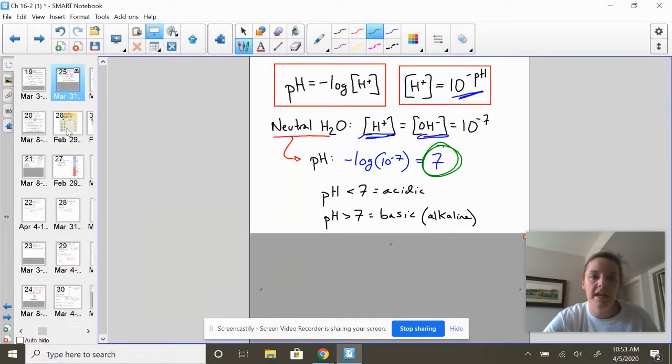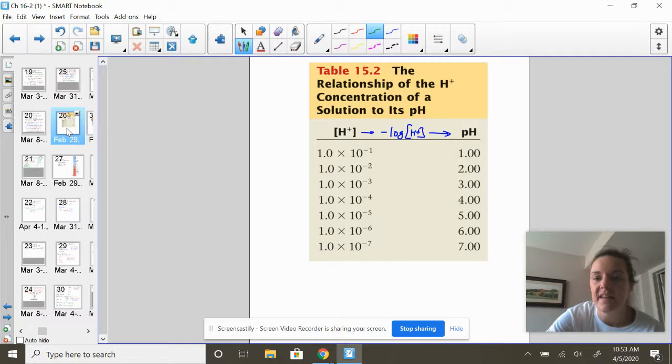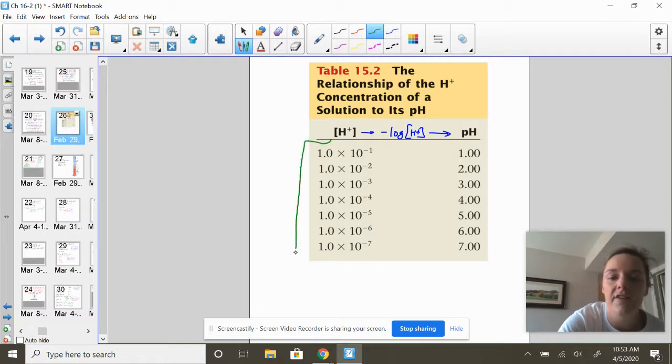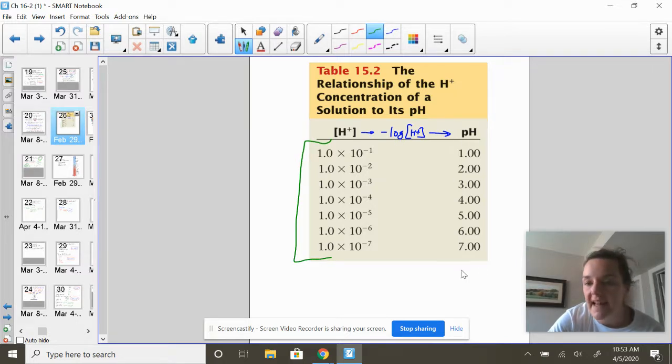All right, so here we see the concentration of hydrogen ions on this side. And if we take the negative log of these values on the left, we're going to get a pH of 1, 2, 3, 4, 5, 6, 7, all the way up to 14. All right.